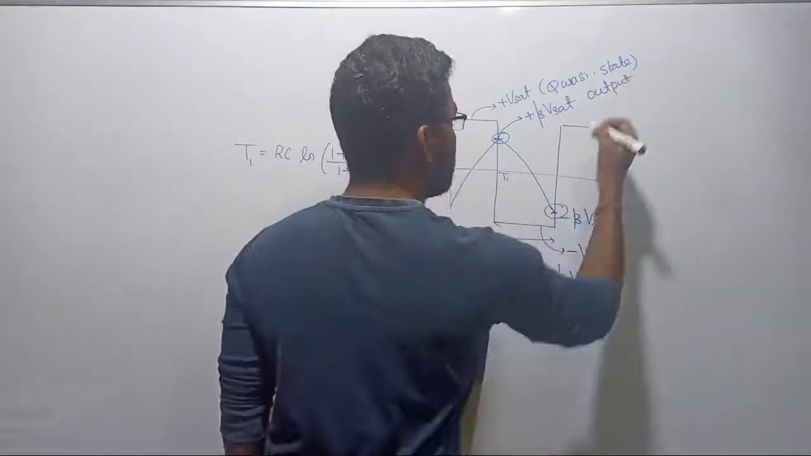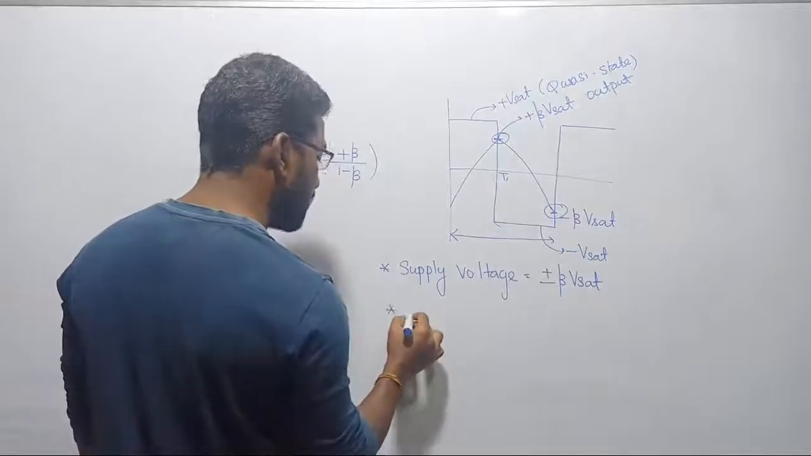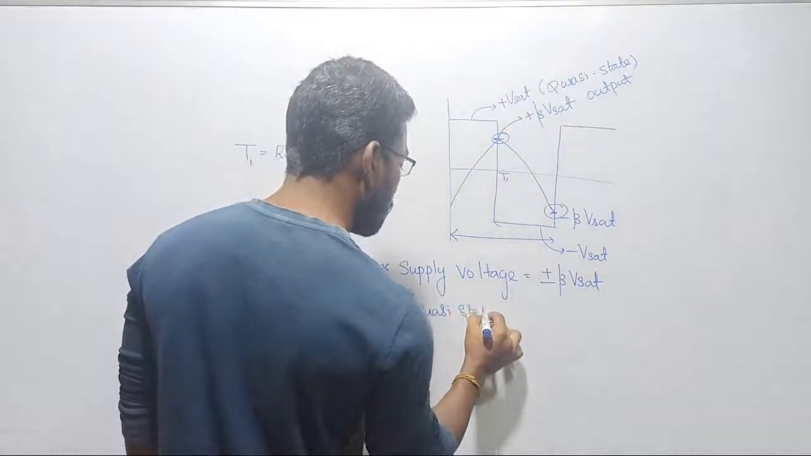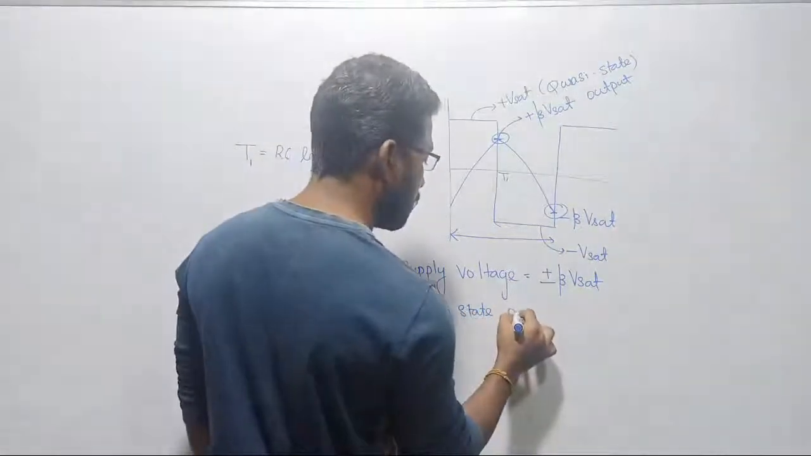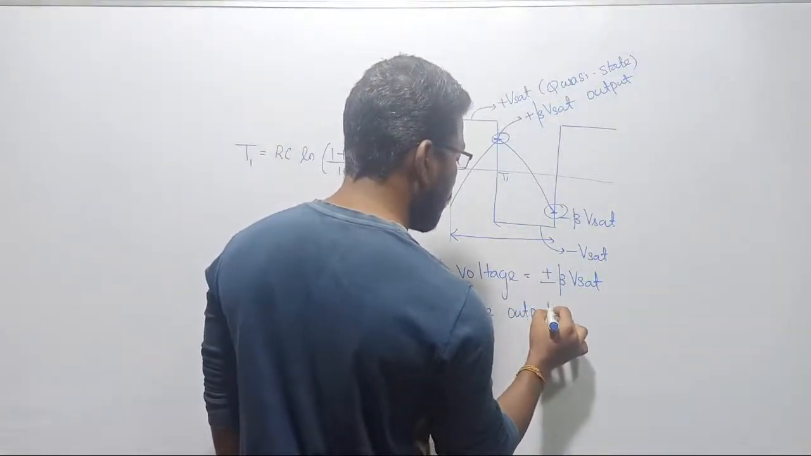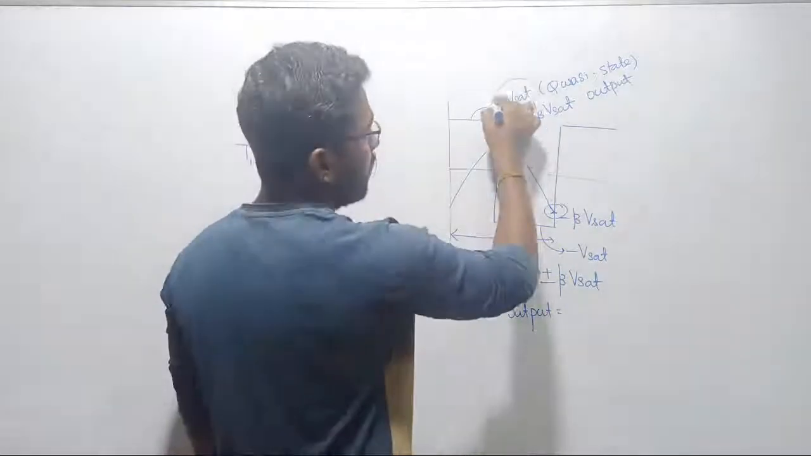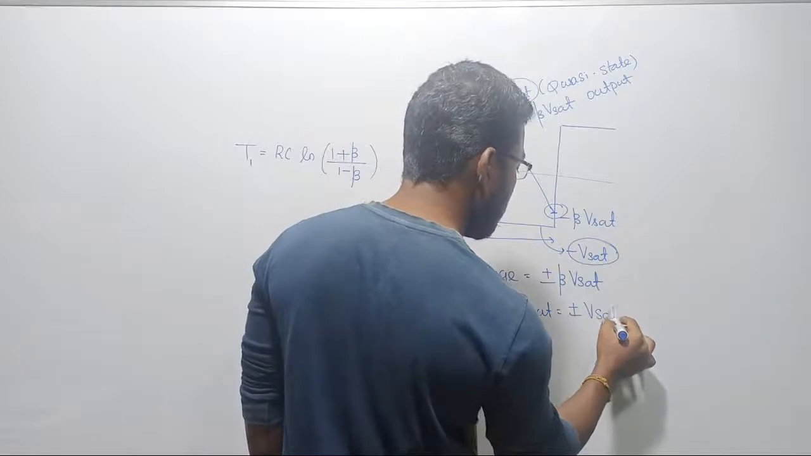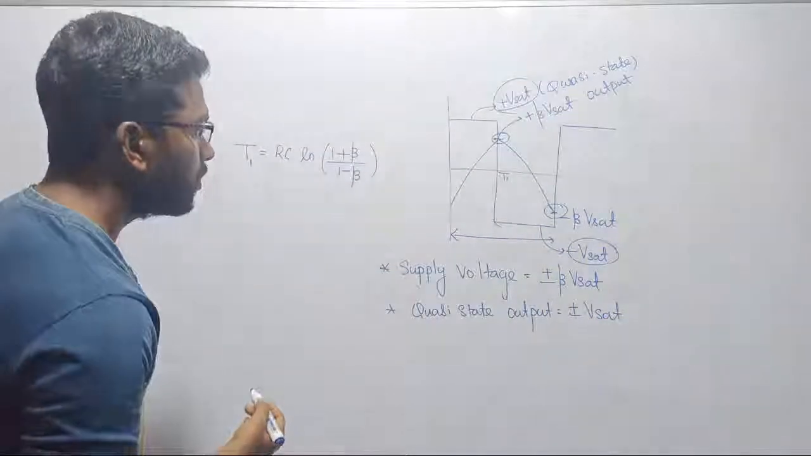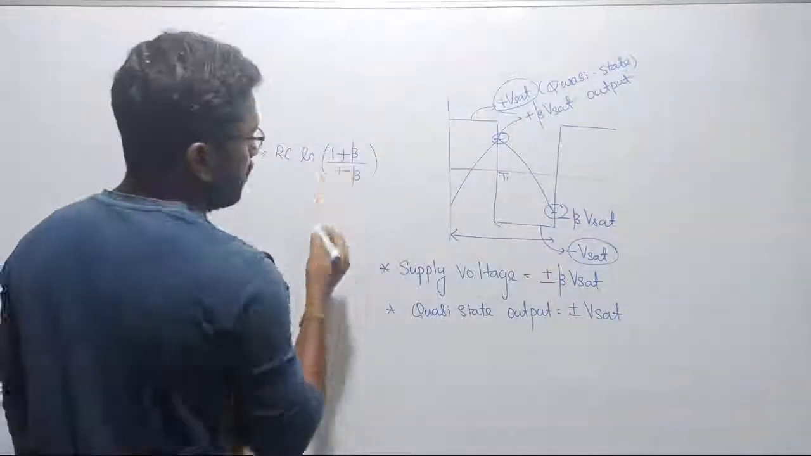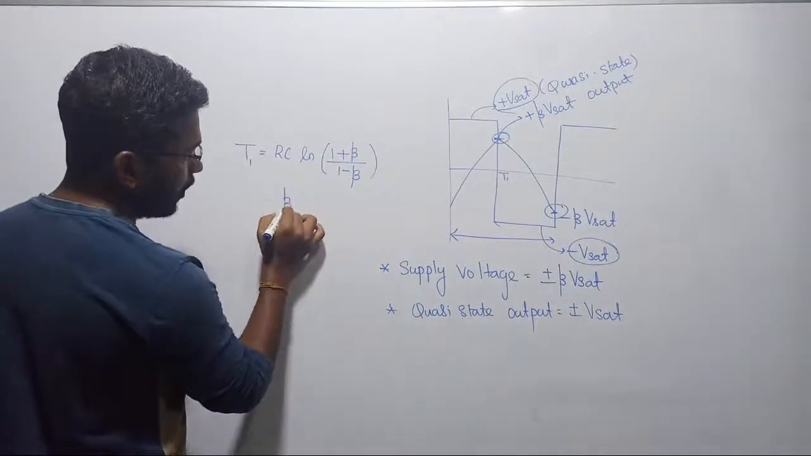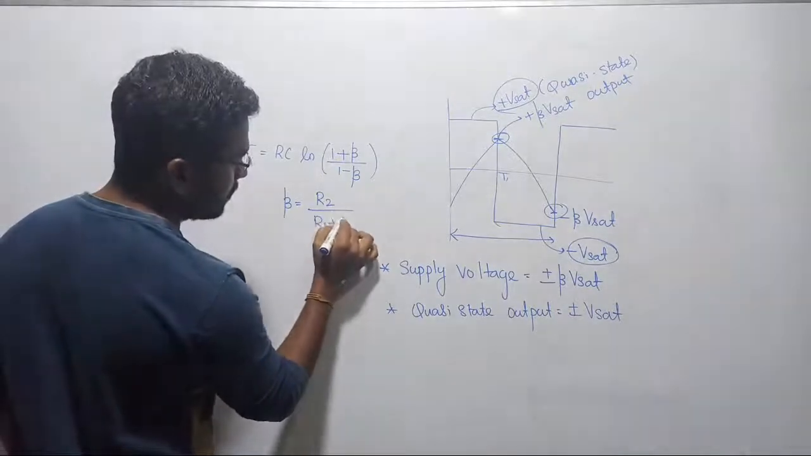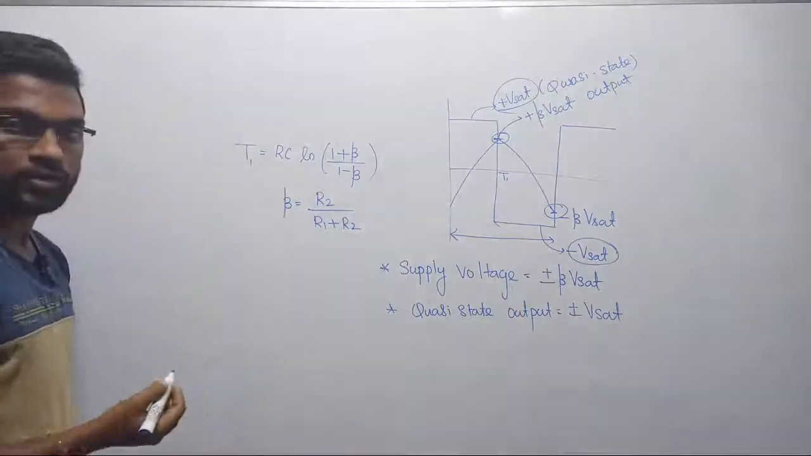In your examination, once again you may be asked to calculate the quasi state output of the astable multivibrator, right? Now the quasi state output, either it might be plus Vsat or it might be minus Vsat. So the quasi state output is plus or minus Vsat. That is the next conclusion. Now coming back, this beta is the feedback factor, and we also know how to calculate it. It should be equal to R2 upon R1 plus R2. We can substitute those two values also, right?